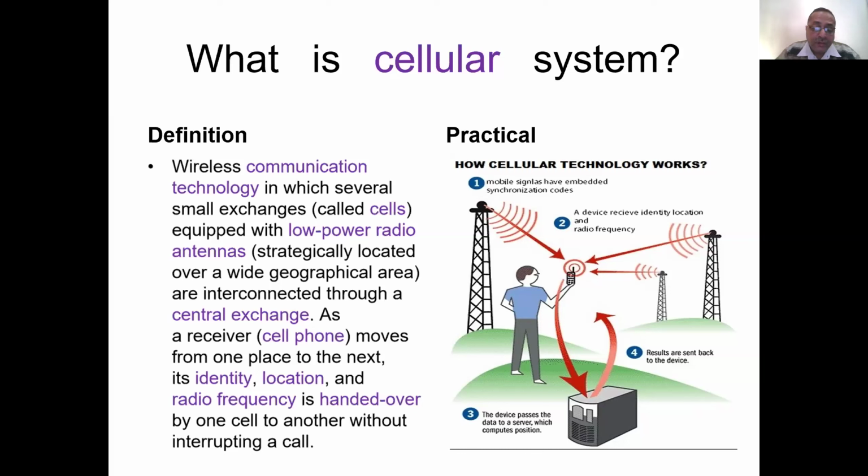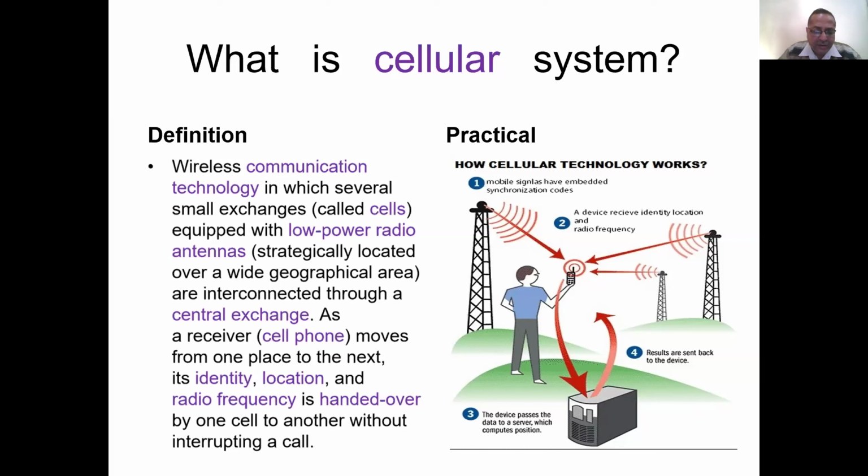But before this, what are basically these Gs? These Gs are the generations, and these are based on cellular technology. Now, if we see wireless communication, in which there are several small exchanges, which are called cells, right? These are equipped with low power radio antennas, and are interconnected through a central exchange.